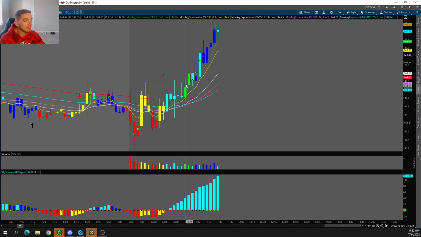Well, if we look at the 5-minute time frame, look at the stacked EMAs. They're all stacked up, meaning this thing is more than likely going to fire up, or there's a very high probability.